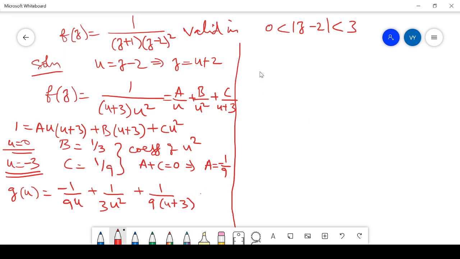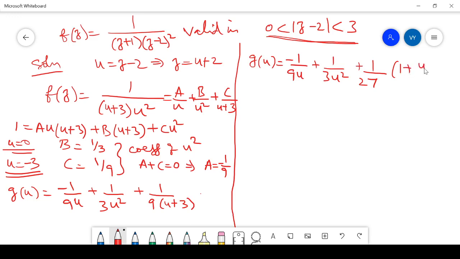Okay. So now I require the expansion in the interval 0 less than mod z minus 2 less than 3. So what I will do is retain the first two terms as such, minus 1 by 9u plus 1 by 3u squared. I will retain this. Now I will remove this 3 in the third term and I will have 1 plus u by 3 raised to the power minus 1.